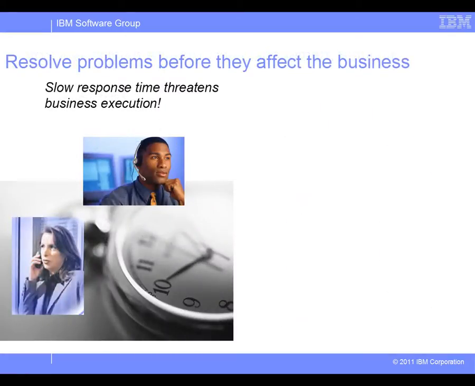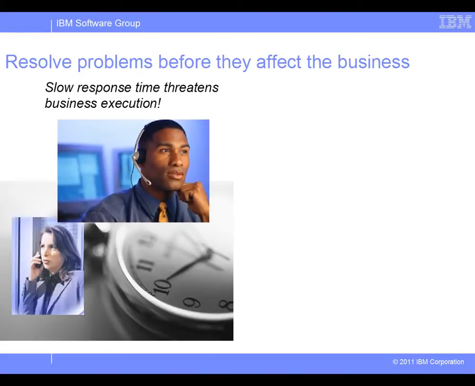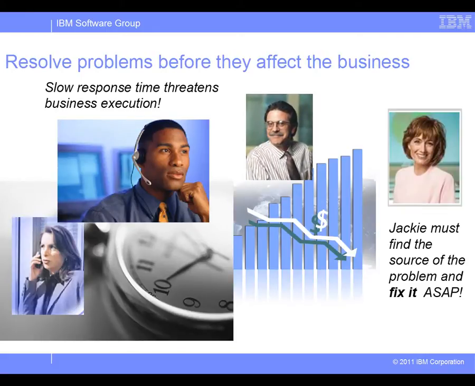It's not been a good day at the Great Outdoors Company. The manager in charge of customer service is upset because they are unable to meet their goals for average call time. The customer service reps say that the application that retrieves the customer order history is taking way too long. Managers are calling managers, and Jackie, the DBA, is called in to figure out what is going on.